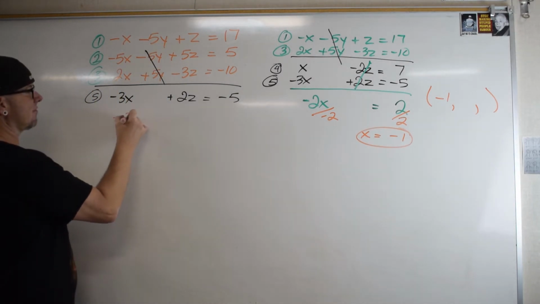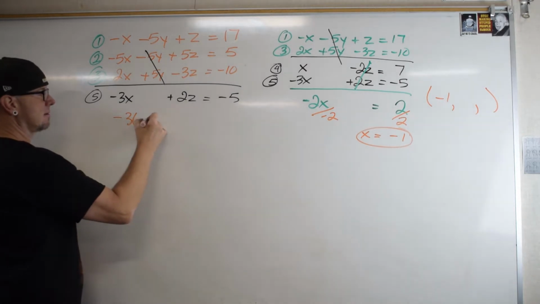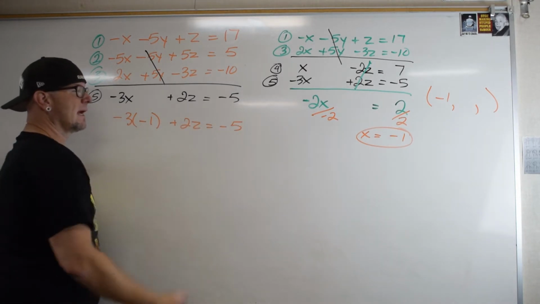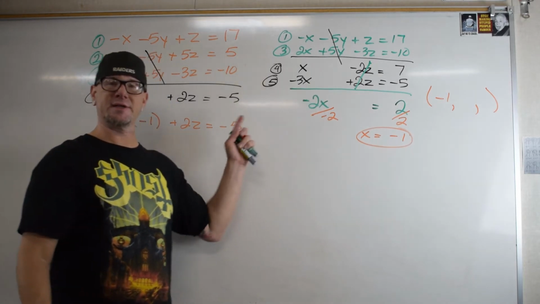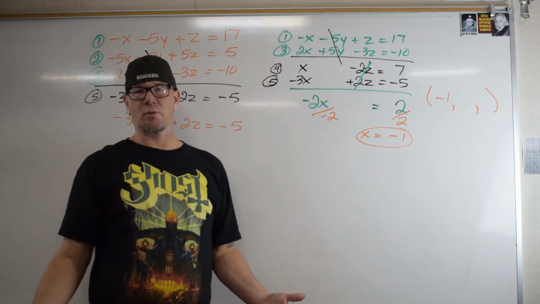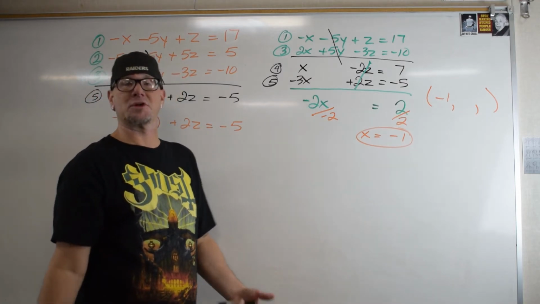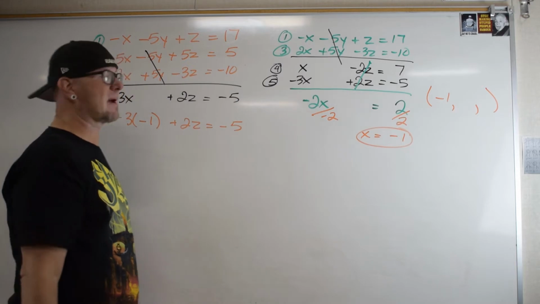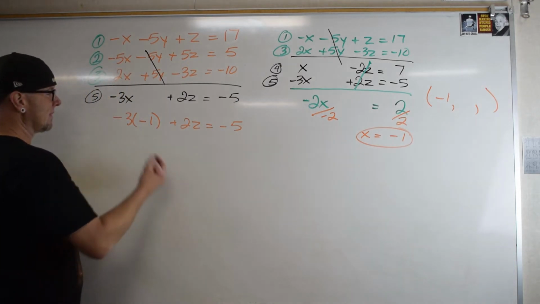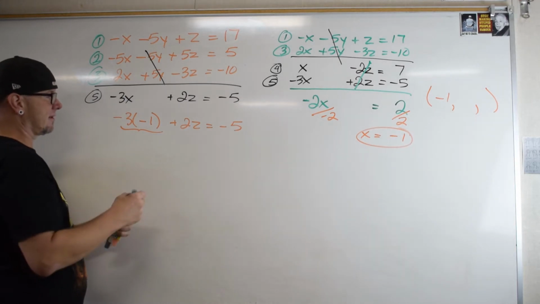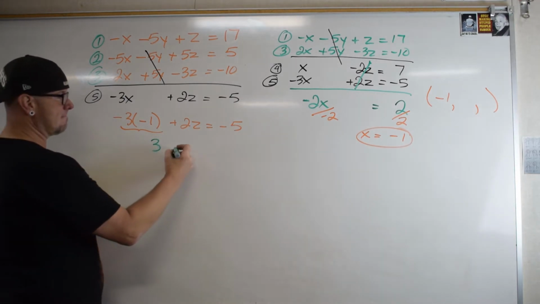So let's plug it into equation 5 here. We'd have negative 3 times x plus 2z equals negative 5. And again, it doesn't matter which one you plug it into. You're going to get the same answer either way. Just pick whichever one looks better, whichever one your mom likes, whatever. So here, negative 3 times negative 1 gives us a positive 3.